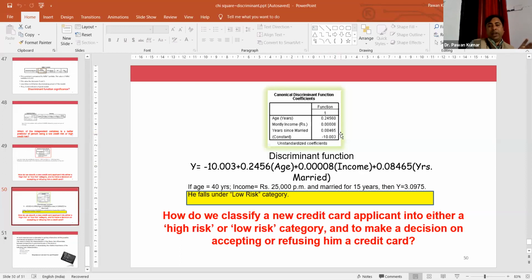plus 0.08465 times years since marriage. When you compute the value of y, it is 3.0975. So it is not negative, it is positive. When it is positive, it means your customer falls under the low risk category. But had there been a negative value, then the branch manager would decide that this customer falls under the high risk category. This way you classify the data and report it in your research paper.